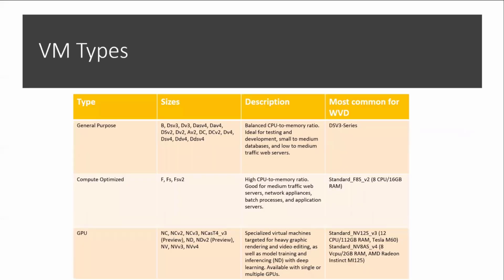So VM types: we have our general purpose VMs, which most commonly are our D series VMs. We have our compute optimized VMs, which are F series, and we have our GPU VMs, where you can pick either an AMD or NVIDIA GPU. Most commonly out there, I see D series in the wild. We'll talk about D series a bit further later in the slides.